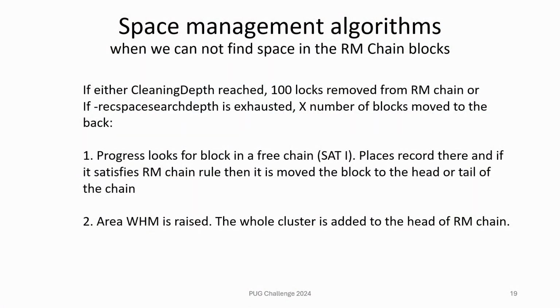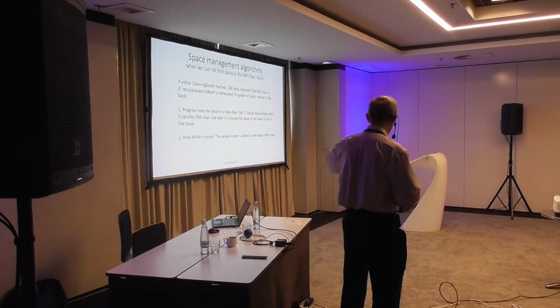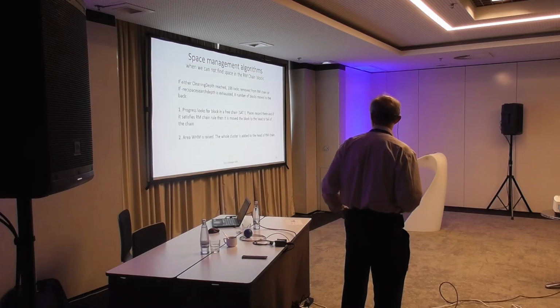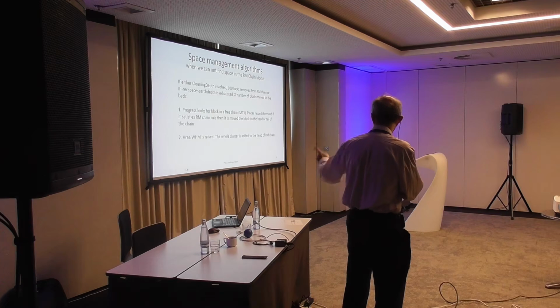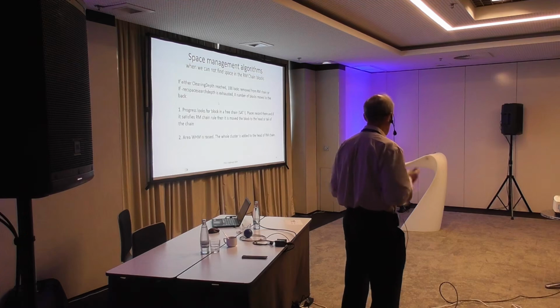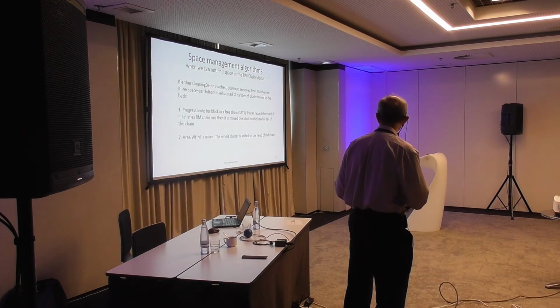Okay, what does Progress do if it couldn't find blocks? It happens if either 100 blocks were removed from the RM chain, or if we exhausted moving blocks from front to back. Then Progress will take a block from the free chain and put a record over there, and after every iteration like that, it decides what to do with the block.